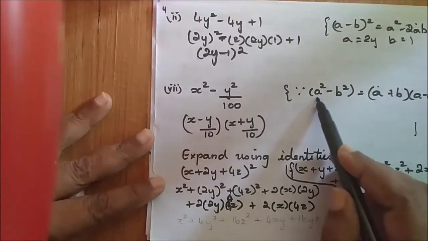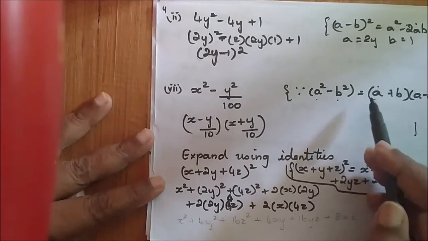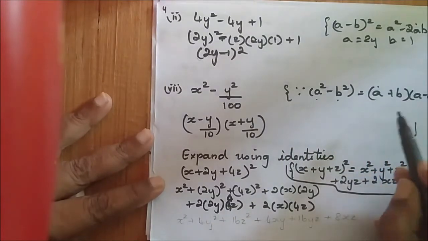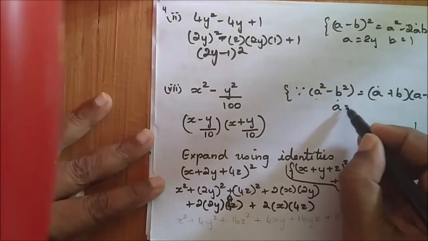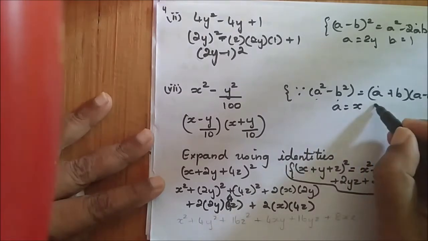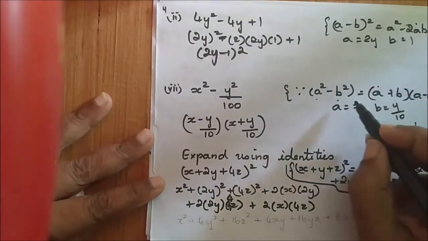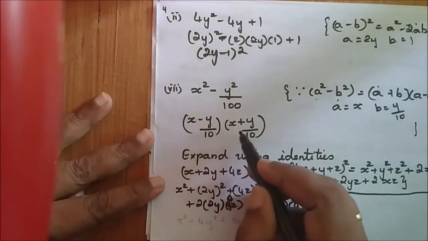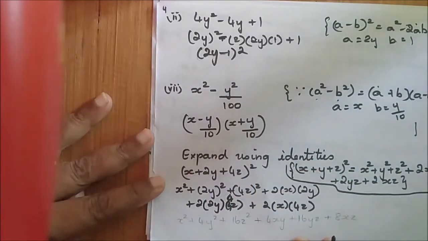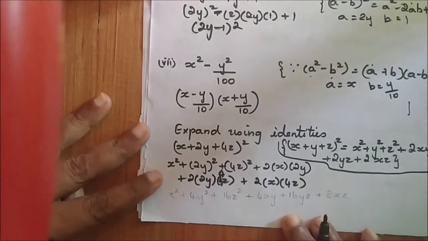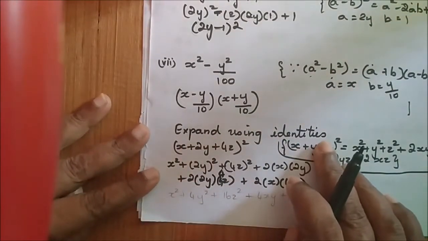Now x squared minus y squared by 100. This is of the form a squared minus b squared, which is equal to a plus b into a minus b. Here my a is equal to x and b is equal to y by 10. So I can write it as x minus y by 10 into x plus y by 10. Okay.